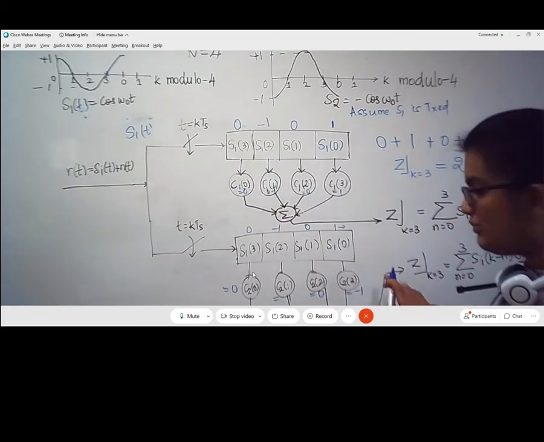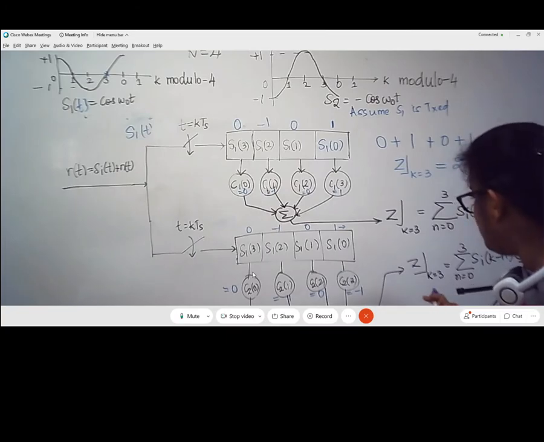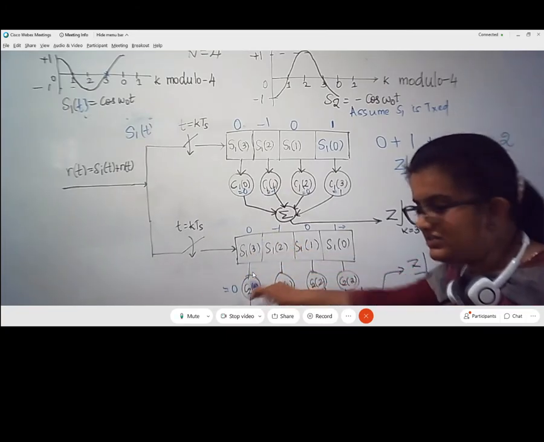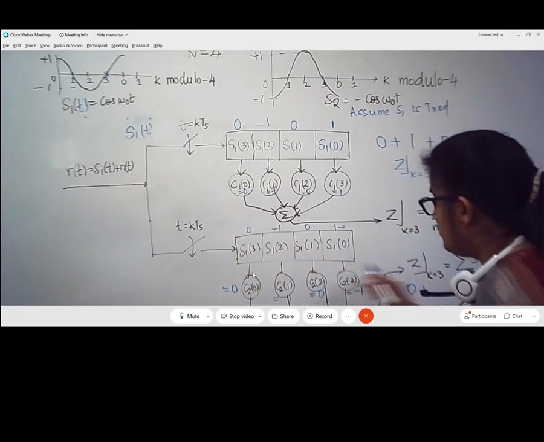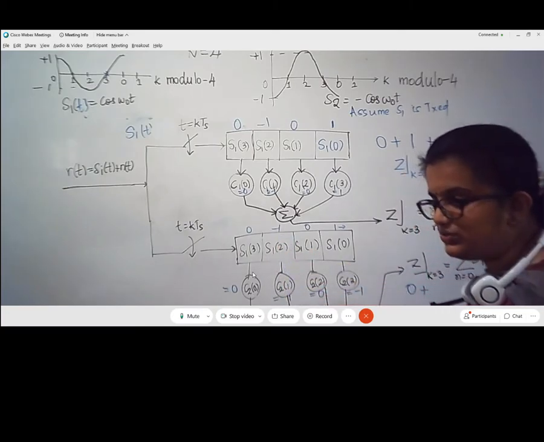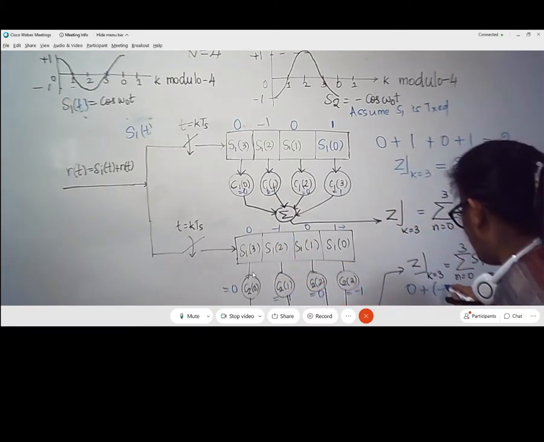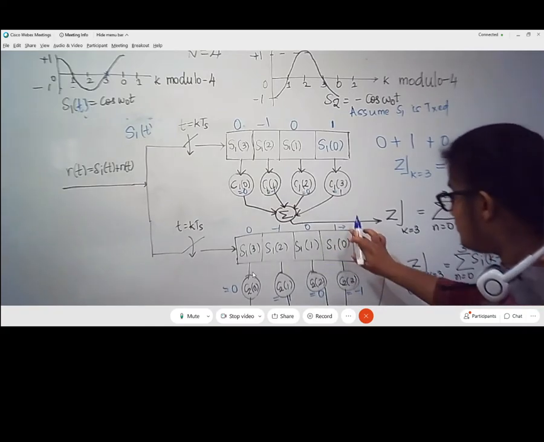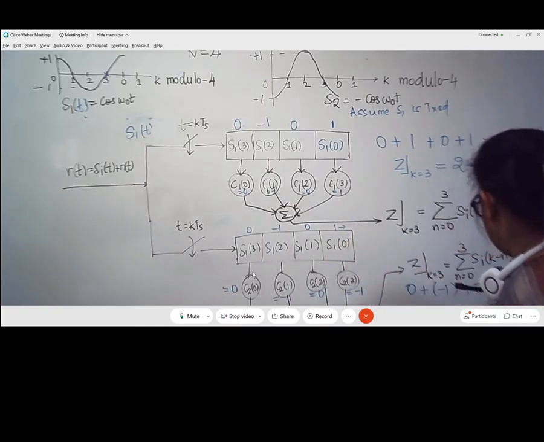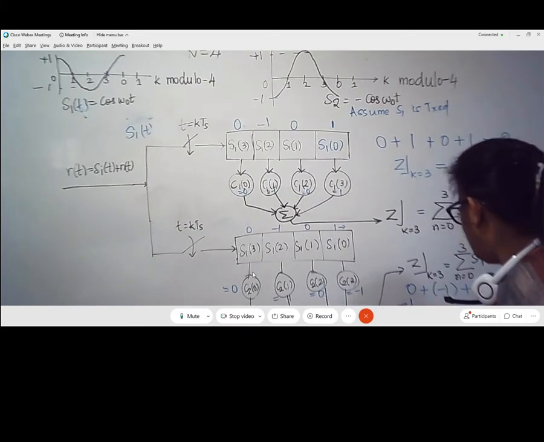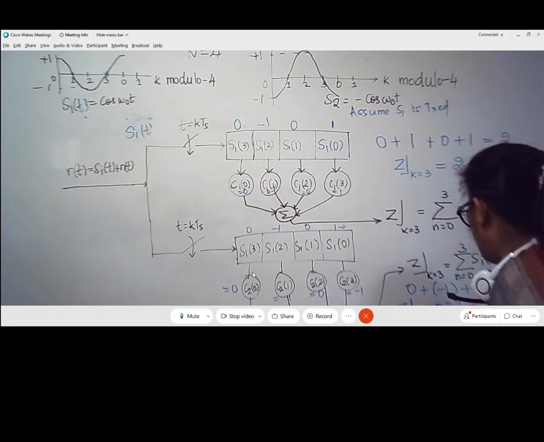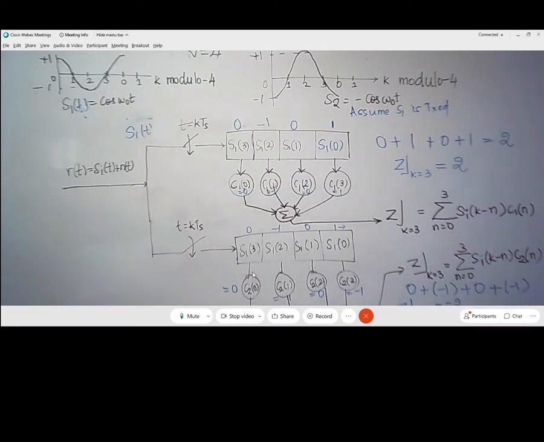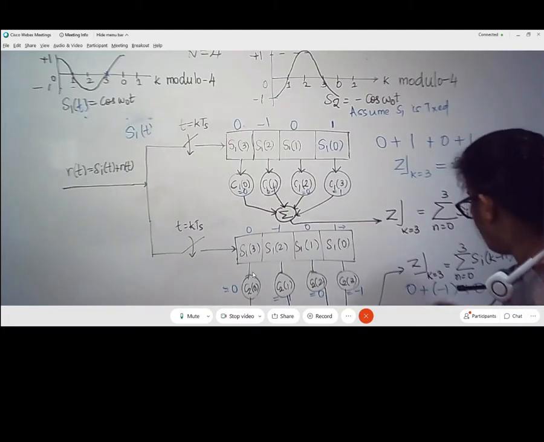If I do the same process for the bottom layer, if you check, 0 multiplied with 0 is 0, minus 1 multiplied with plus 1 is minus 1, 0 multiplied with 0 is 0, plus 1 multiplied with minus 1 is minus 1. So when I add all these, the z value at the k equal to 3rd time instance is minus 2. So what did we say about BPSK information?